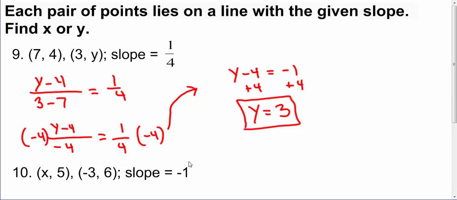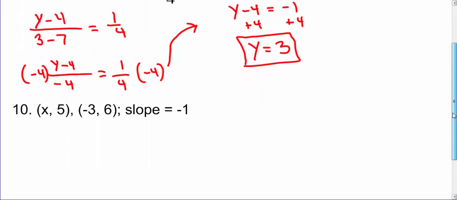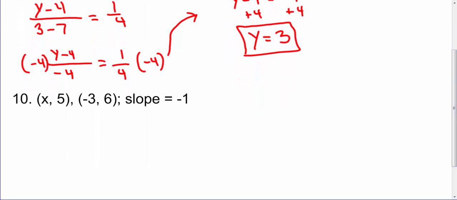All right, let's take a look at number 10. And by the way, if you wanted to check this, you could just plug it in here, 7, 4, 3, 3, and calculate the slope. You'd get 1/4. Same instructions, new ordered pair. Let's take a look at number 10. 6 minus 5 divided by -3 minus x equals the slope of -1.